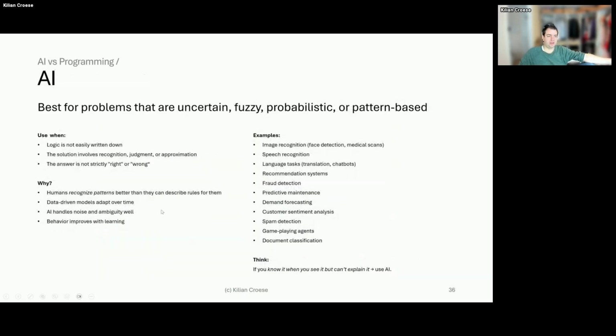Same structure for AI. It is best used for problems that are uncertain, fuzzy, probabilistic, maybe pattern-based.